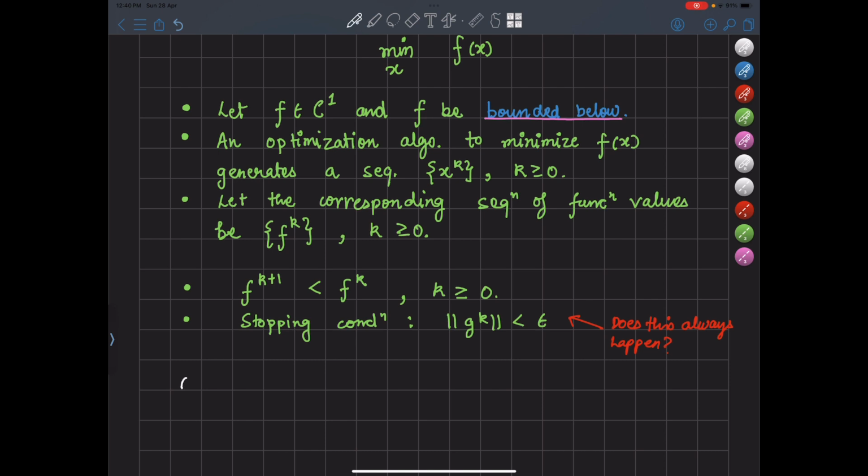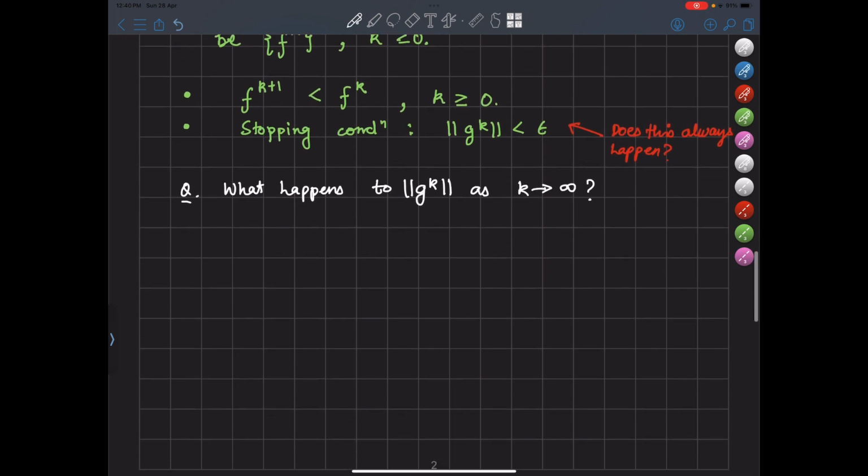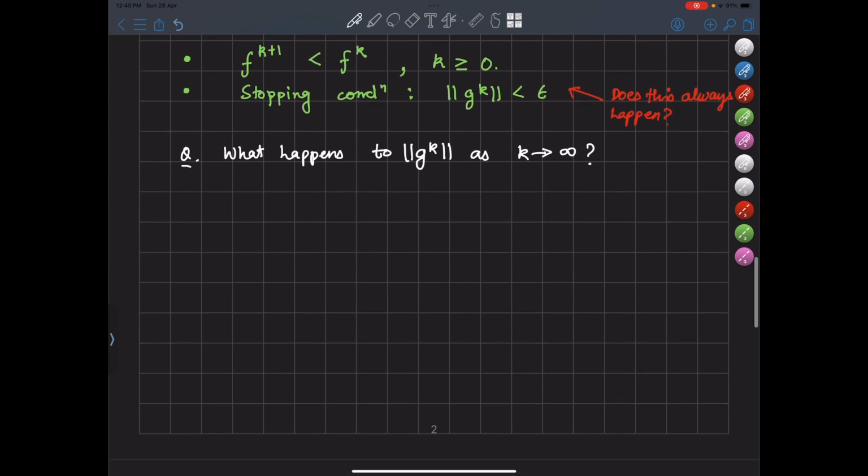So the question is, what happens to the norm of gk as k tends to infinity? As k increases, what happens to gk? Does it go to 0 or not? If not, what are the things that we should keep in mind so that it goes to 0 and the algorithm converges? So this is the question.